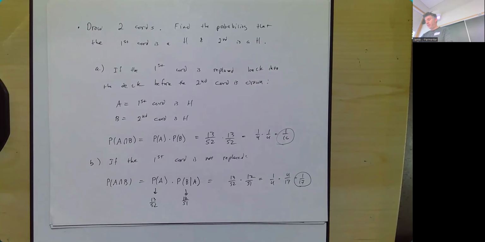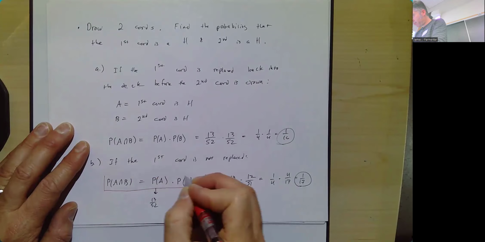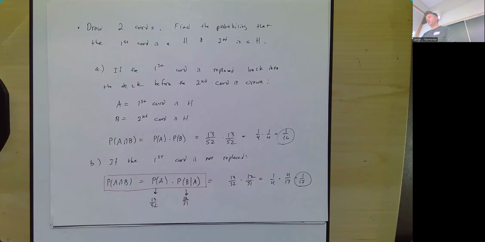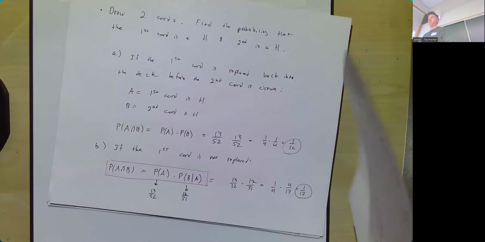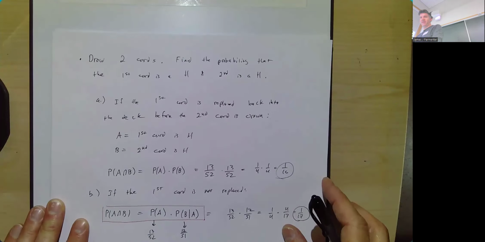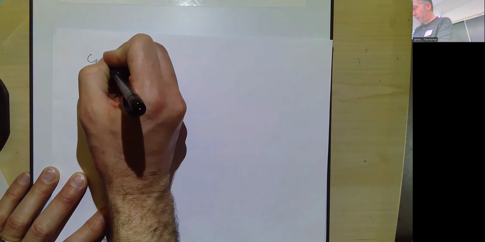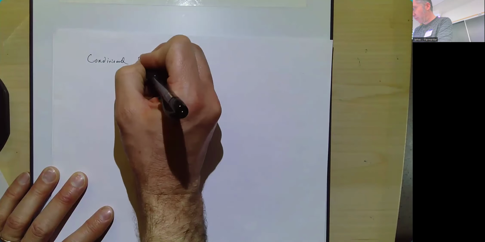So this equation right here gives rise to the conditional probability equation. And there's many versions of it. I'm going to show you the one that I think is the best one to remember, and then we can talk about other versions of it. So here is my personal favorite version of the conditional probability formula.